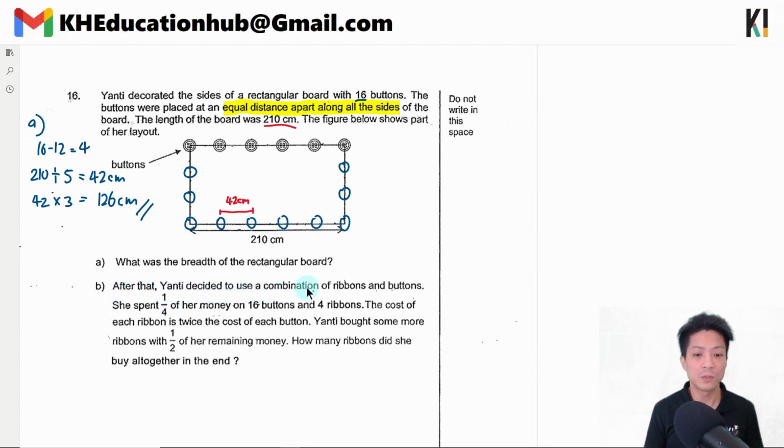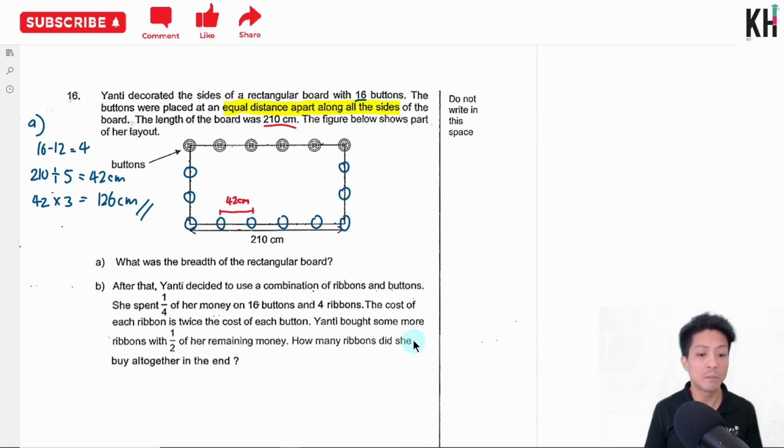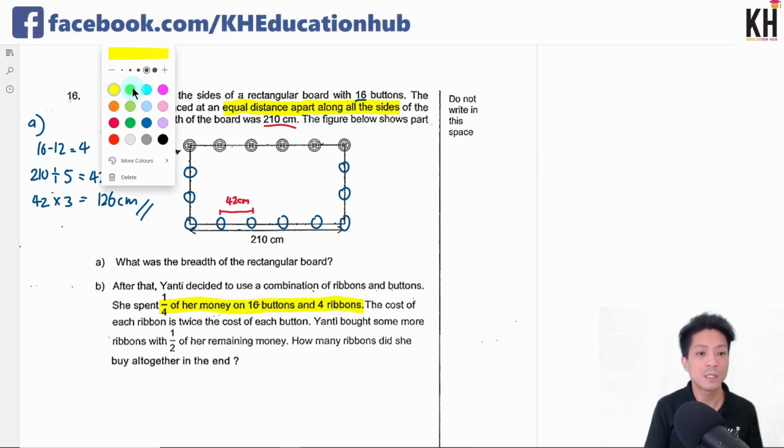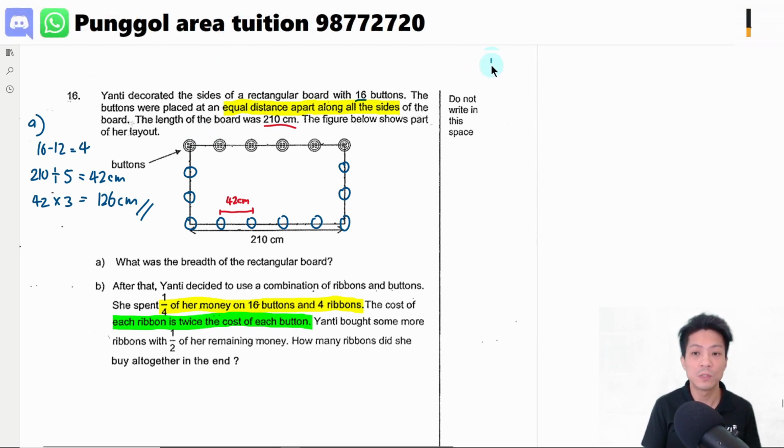Okay, after that, Yanti decided to use a combination of ribbons and buttons. She spent a quarter of her money on 16 buttons and 4 ribbons. Okay, the cost of each ribbon is twice the cost of each button. Yanti bought some more ribbons with half of her remaining money. How many ribbons did she buy altogether in the end? Okay, a quarter of her money on 16 buttons and 4 ribbons, and the cost of each ribbon is twice the cost of each button. Okay, so for part B, I'm gonna do it here.